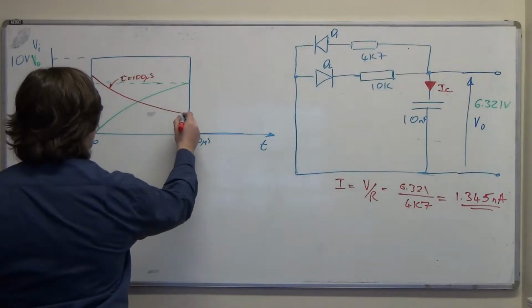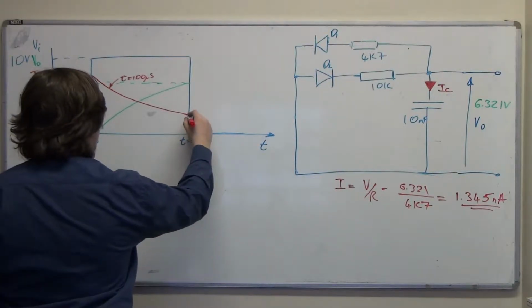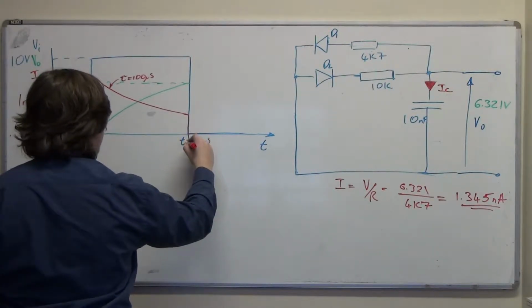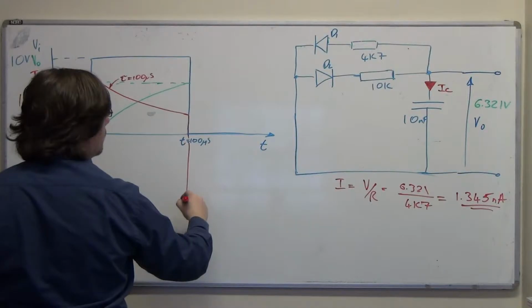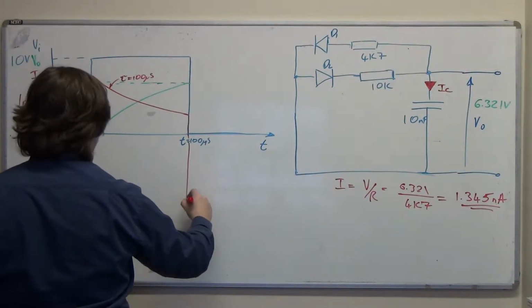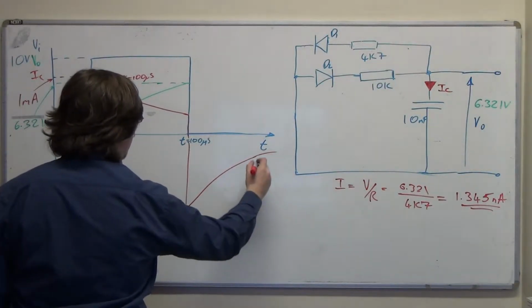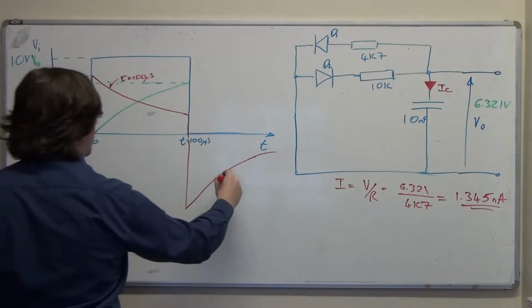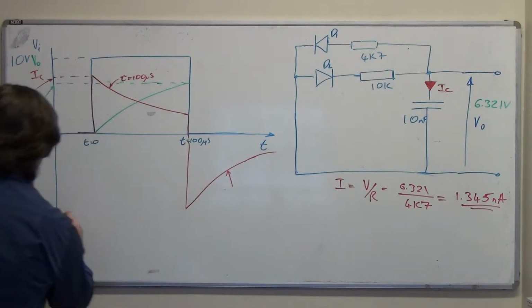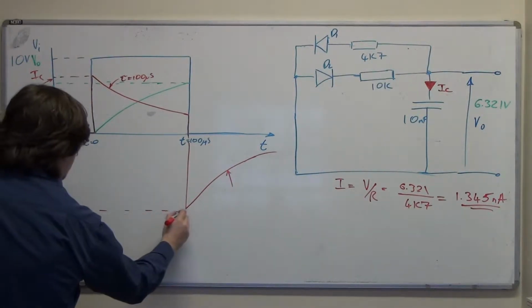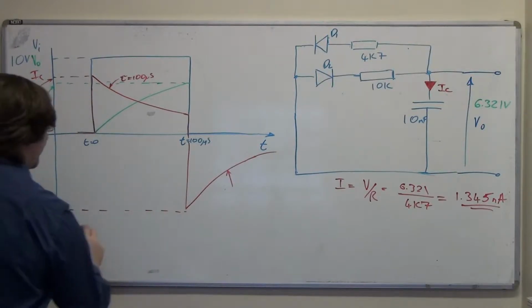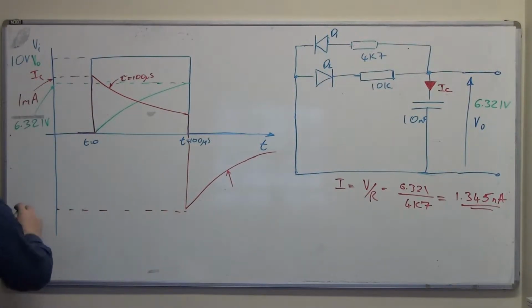So we can have something like this. And there'll be a decay here. And this decay will be, so we can write that on. Wow, really missed that, didn't I? Never mind. 1.345 milliamps.